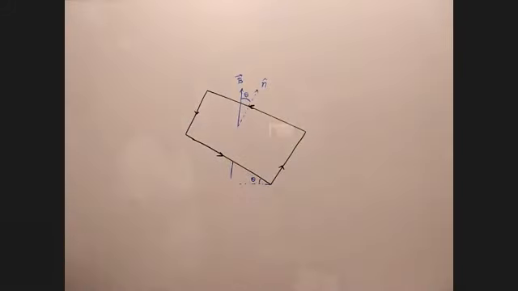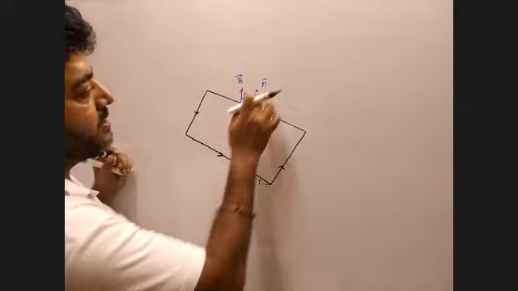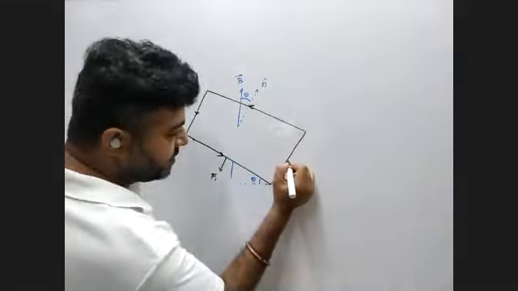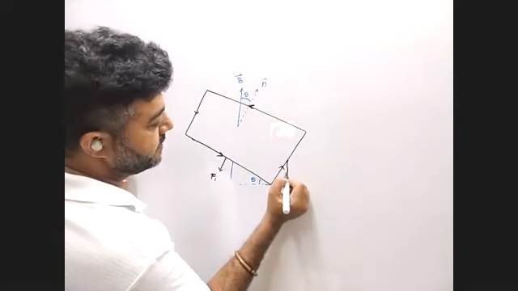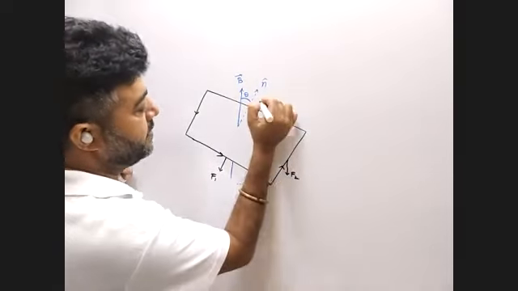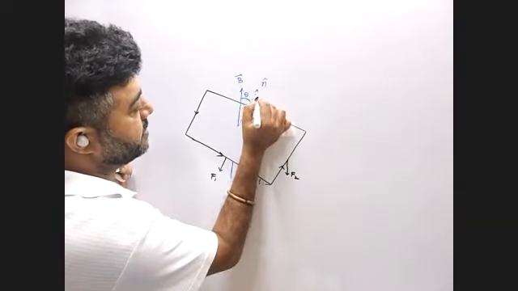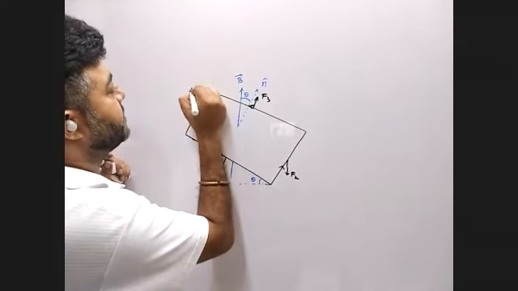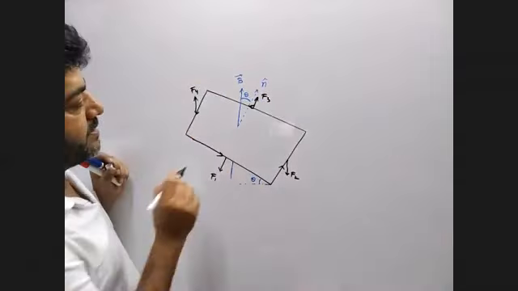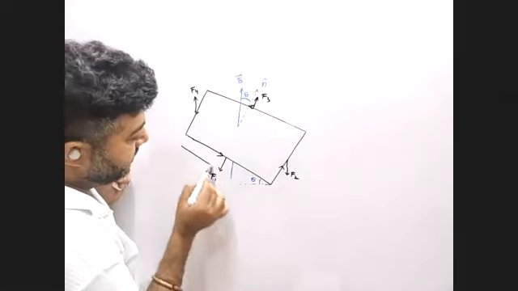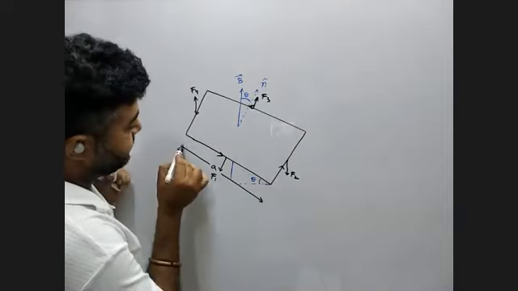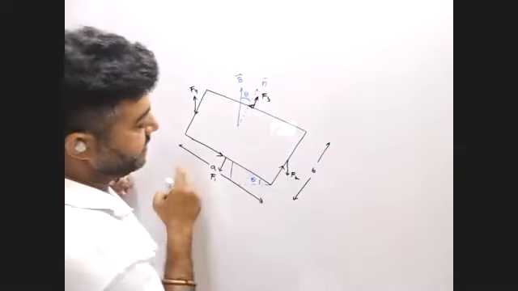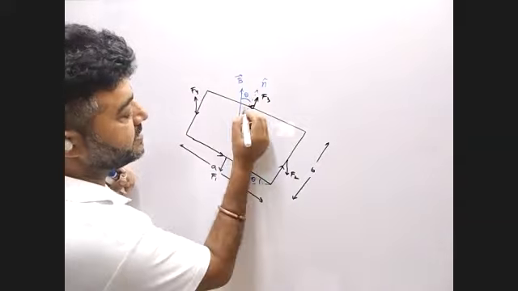Now what happened? Clearly from the figure, these two forces balance each other. Let this force be F1, acting downward. Here this force is F2, exactly equal and opposite. This force is F3 and this force is acting upward, then this force is F4. The length of this track is A, the length of this track is B, and this angle is theta.